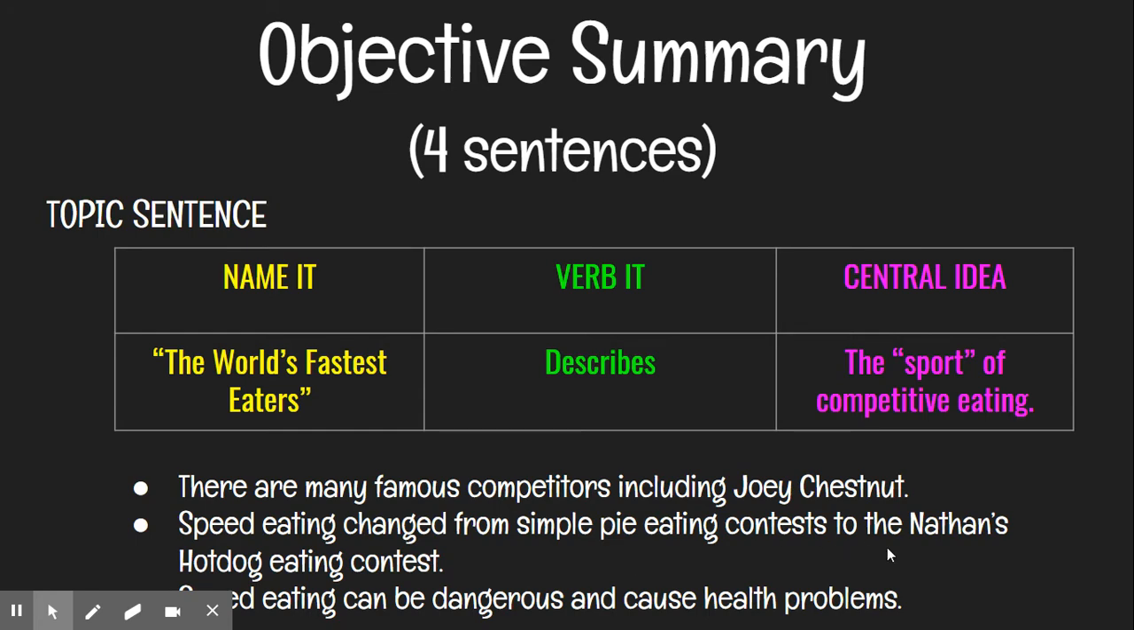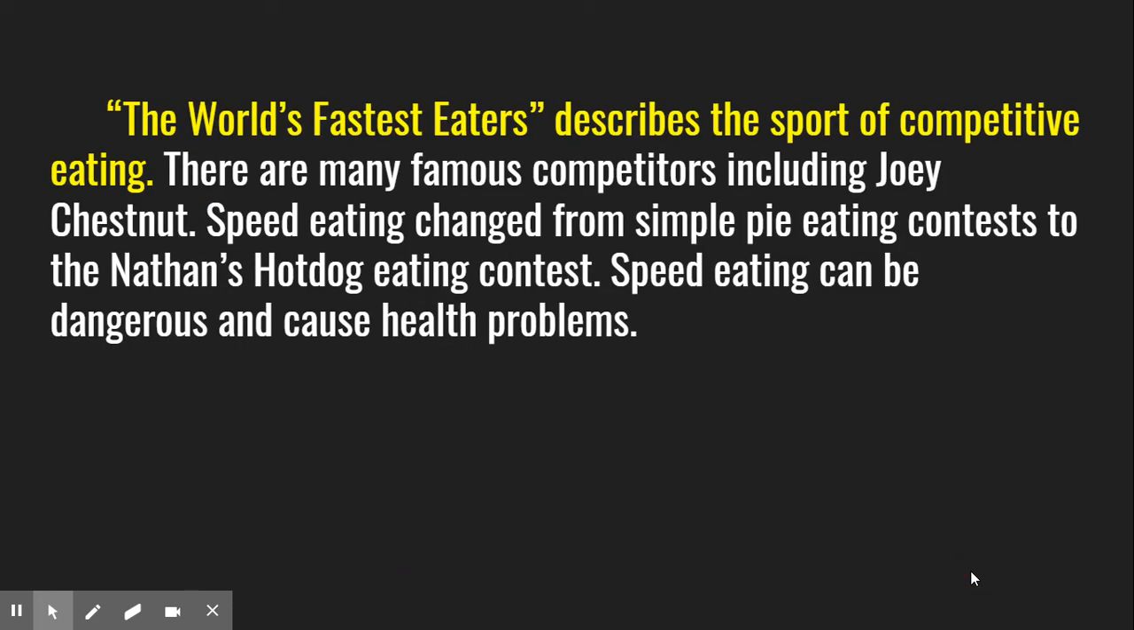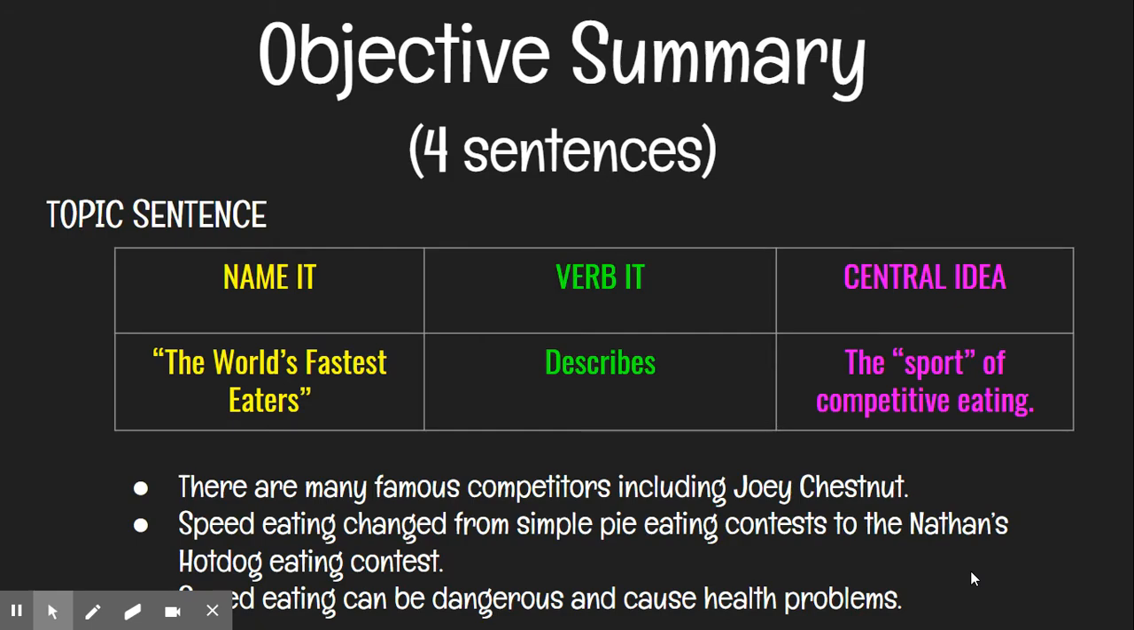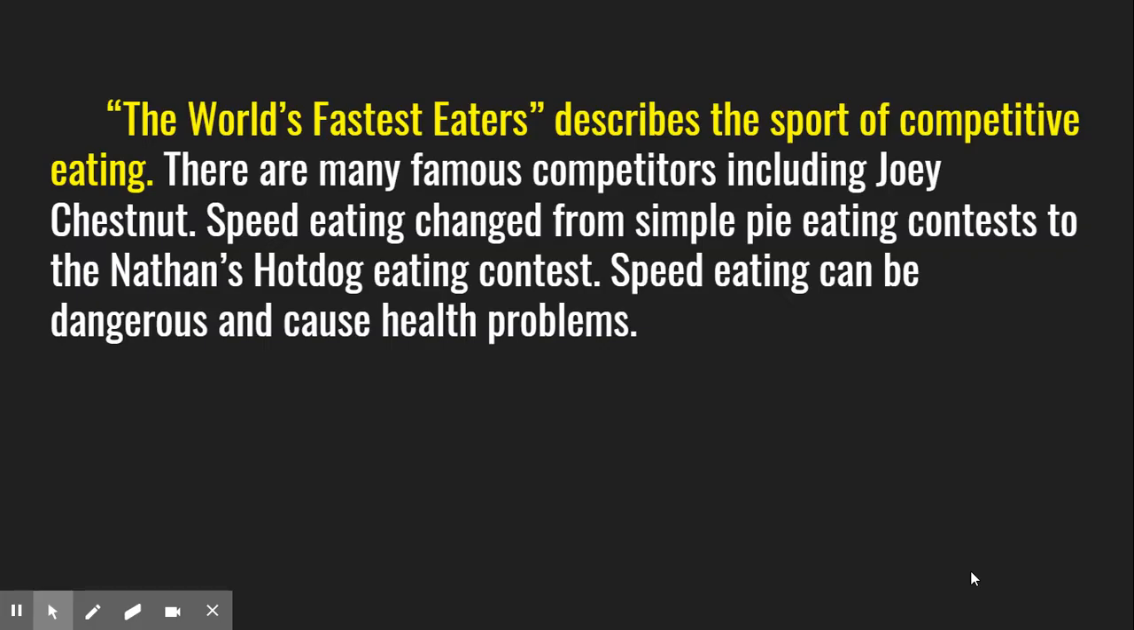And when you put it all together in a little paragraph, it looks like this. The World's Fastest Eater describes the sport of competitive eating. Remember, that came right out of my little chart. I just put it into a sentence. And then the rest of the sentences are just those key details I included.